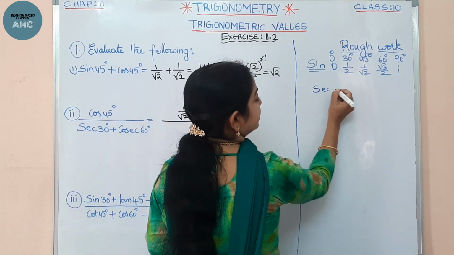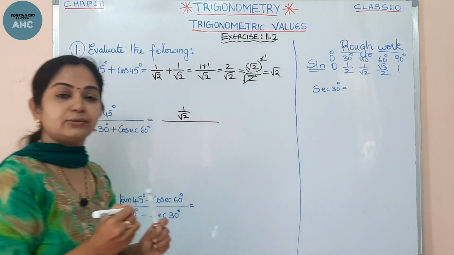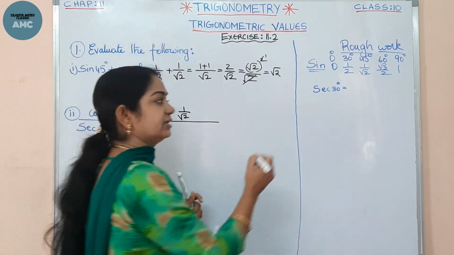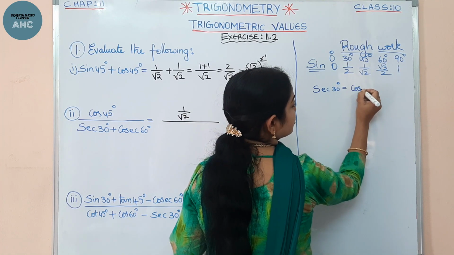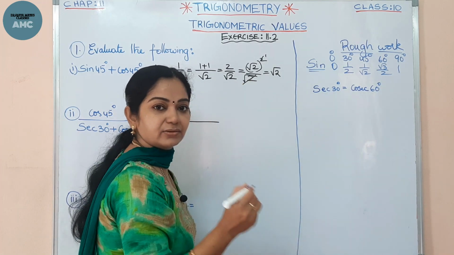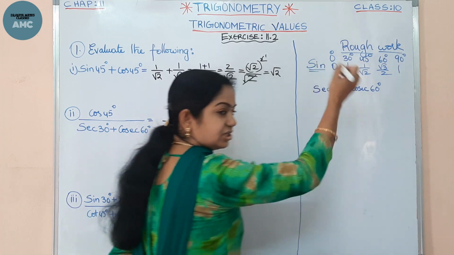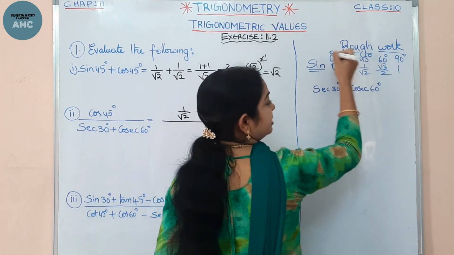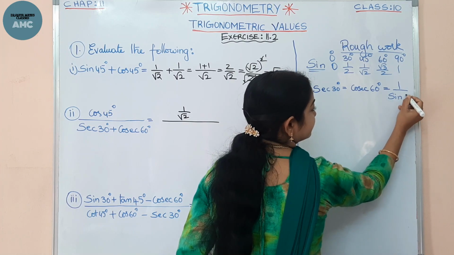Okay. Secant 30. Now what is the complementary of secant? It is cosecant, isn't it? So it becomes cosecant 60 because they are complementary. Secant and cosecant are complementary. So 30 becomes 60. Now cosecant I can change into sine. Cosecant into sine, so this is nothing but 1 by sine 60.